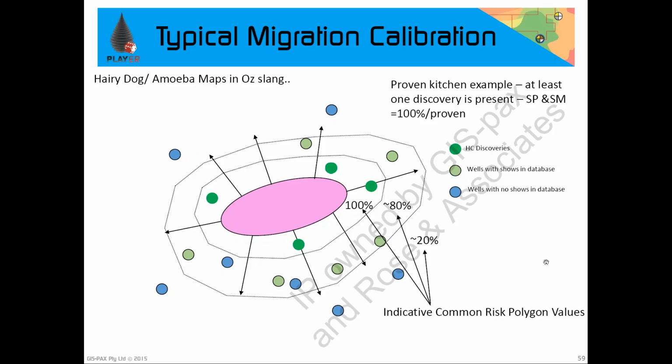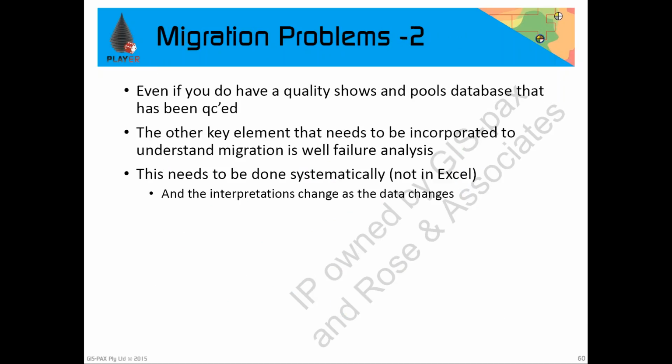And there's nothing wrong with that. That is an evaluation. It's internally consistent, and this is what happens in the real world. So that's fine. That's an evaluation. But what you actually also need to do, beyond the QCing of the shows and the pools, is understand why wells have failed. And this needs to be done on a map, not in Excel.